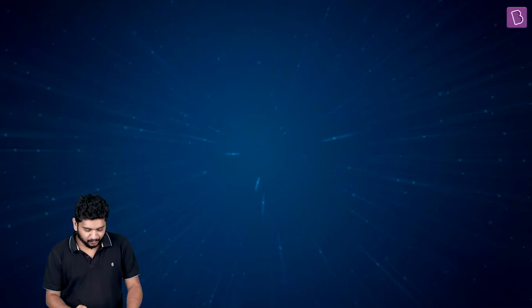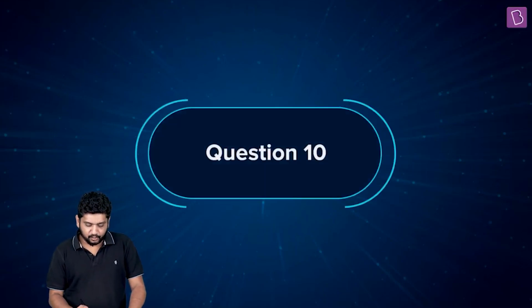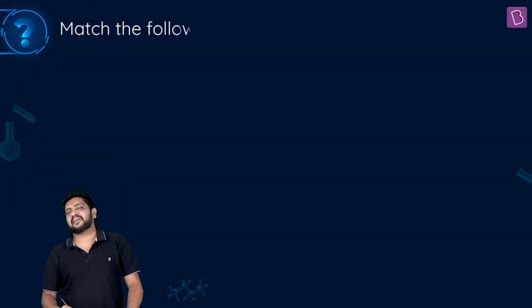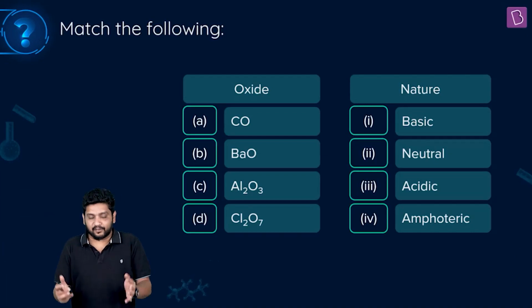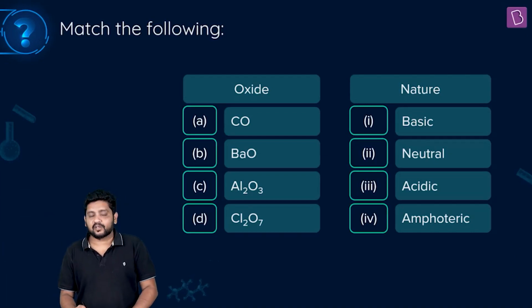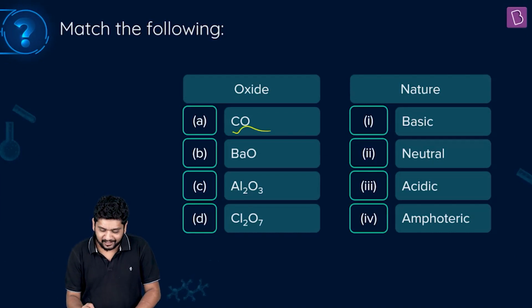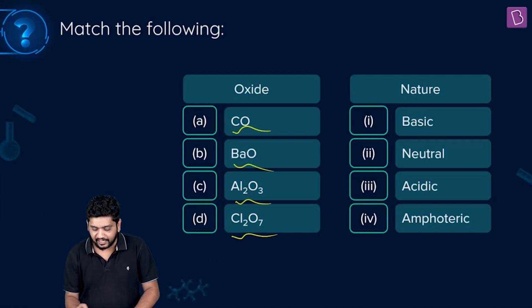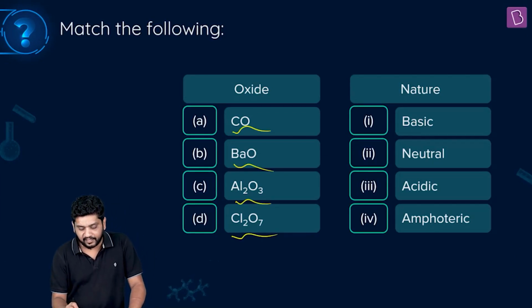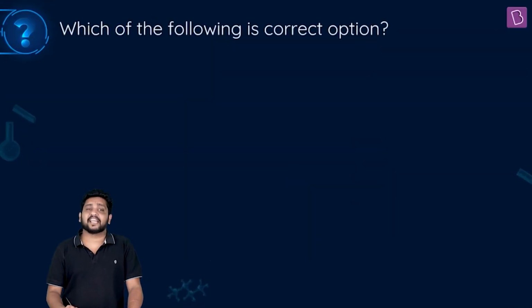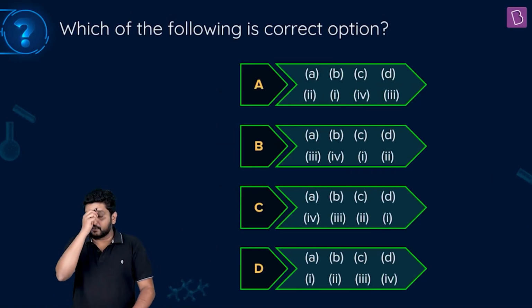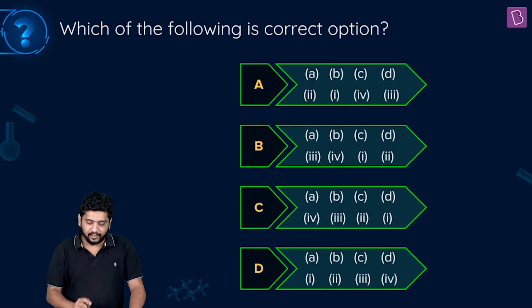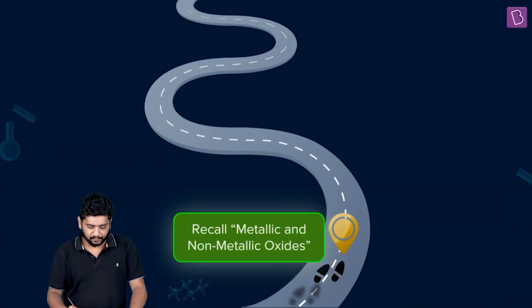Okay, now let's continue to the next question. Right? So what is this question saying? This is a very simple question, one of the simplest questions. I'm sure you would also start laughing looking at this question, right? So match the following oxide and nature. First is carbon monoxide, then we have BaO, Al2O3 and Cl2O7. Nature wise we have to match it to basic, neutral, acidic or amphoteric. Pretty simple as it gets, right? So which out of these options is correct, we have to match them and find the correct answer. We'll come back to this, right?